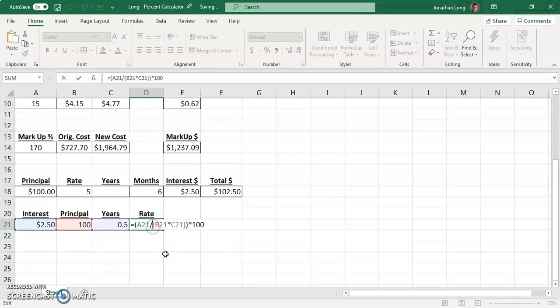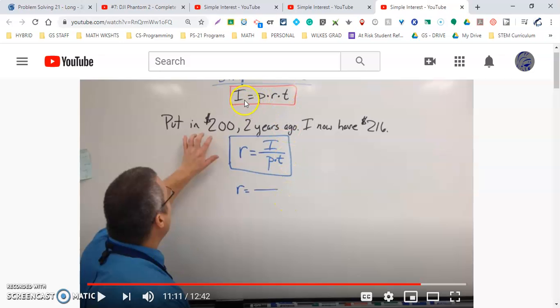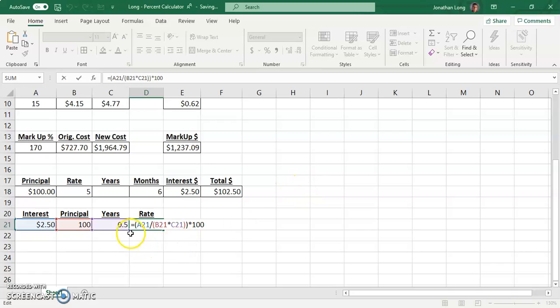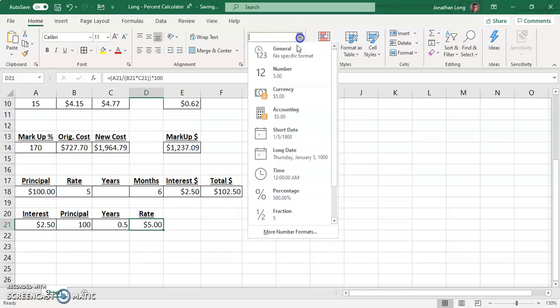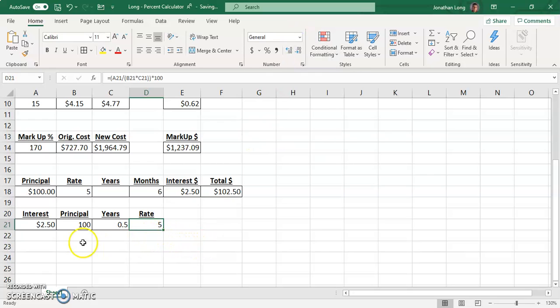So double click on that again. What did I do? Remember my formula. If I want to figure out what the rate is, what my percentage is, take interest divided by principal times time. Principal, A21, divided by principal times time. Okay, I don't think you'll get any questions in terms of months later on, and it did it again. So I'm going to click on that and click on general again.